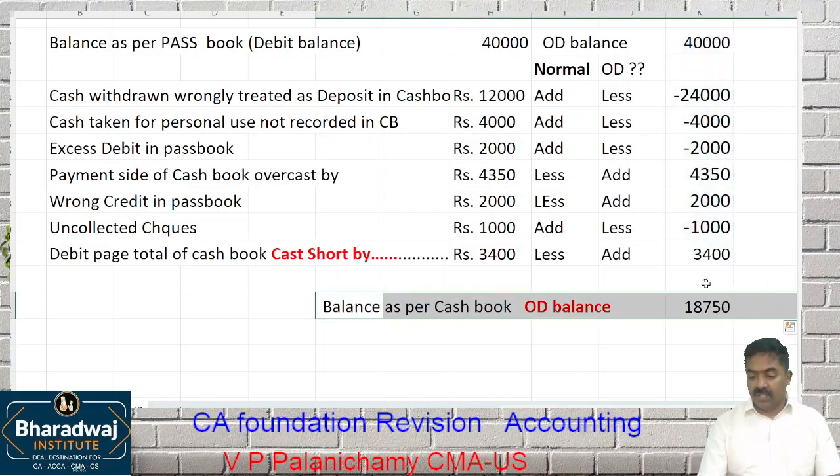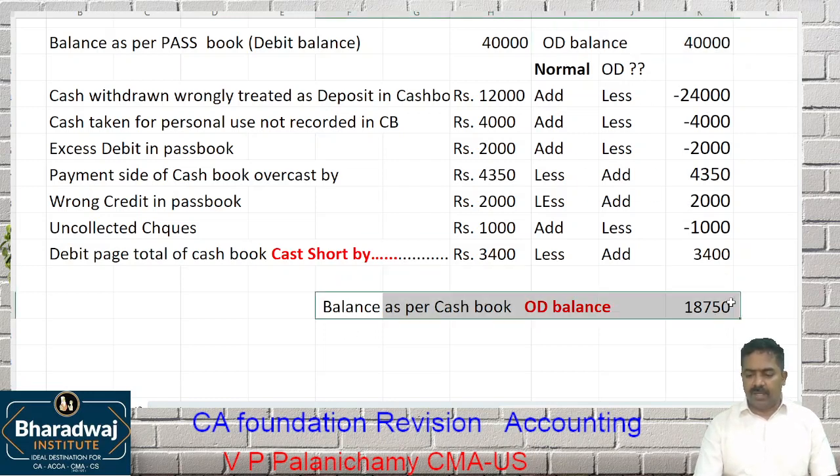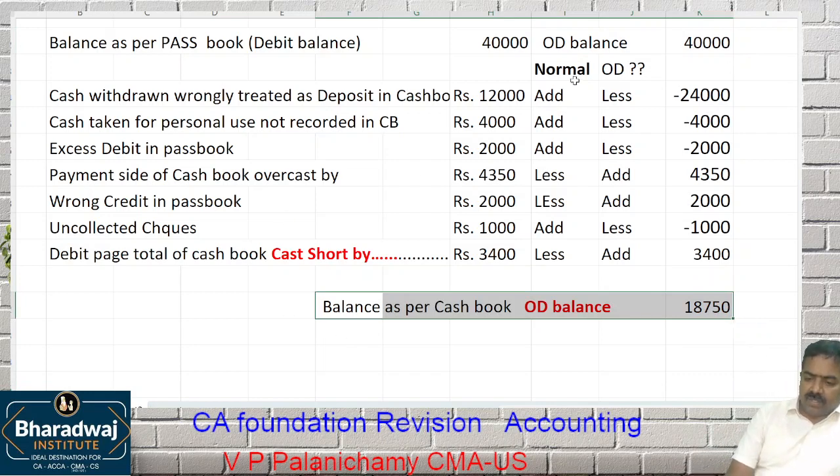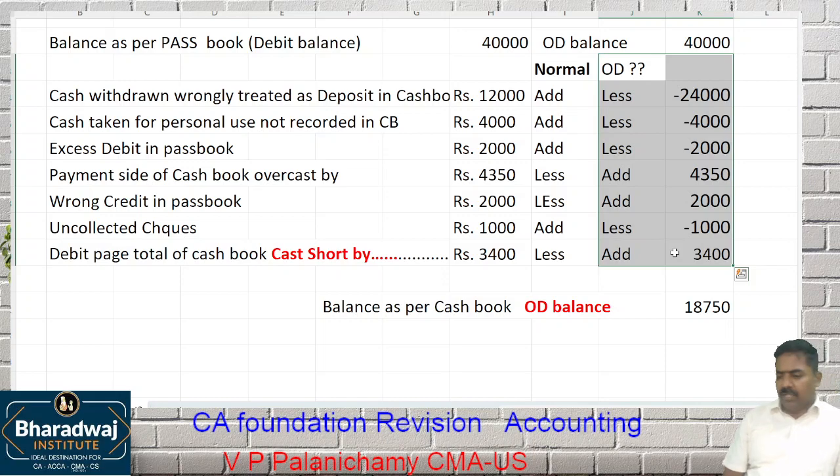Suppose this end answer comes to minus 18,750. What would you have done? You would have written it as favorable balance as per which one? Cash book. When you start with OD and end with the same sign, it is called what? OD balance. If it is otherwise, it is called what? Favorable balance. So think in the normal way. For the OD, just change the sign. Do the opposite.